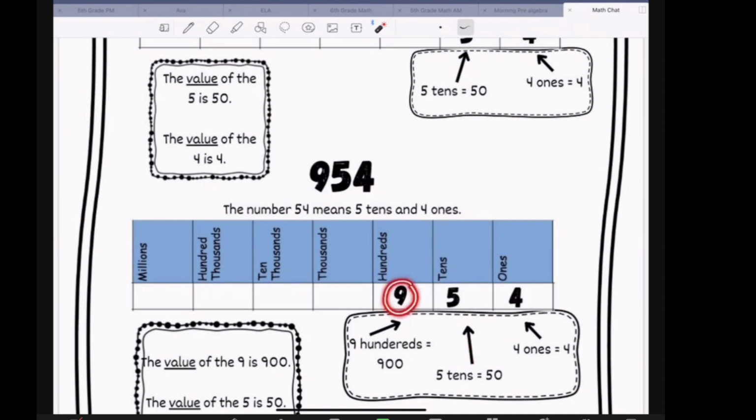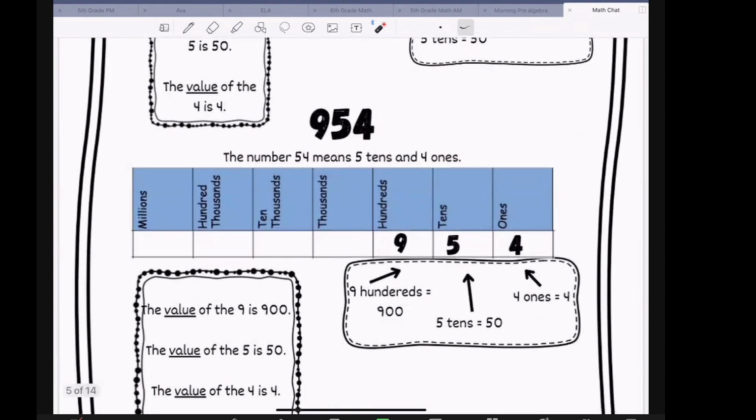Now the 9 is in the hundreds place. We see that's the next place value, the hundreds place. So it's worth 9 hundreds. And if you watch the place value block video, you know that it would be 9 of these 100 blocks, and it's 900. Okay, so the place value of 9 is 900, the place value of 5 is 50, and the place value of 4 is 4.